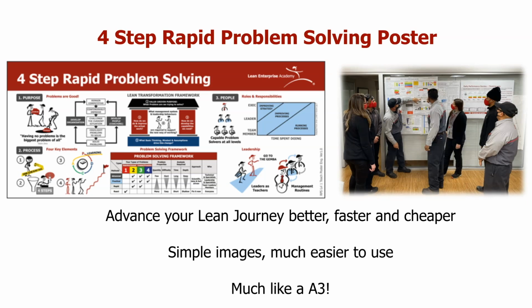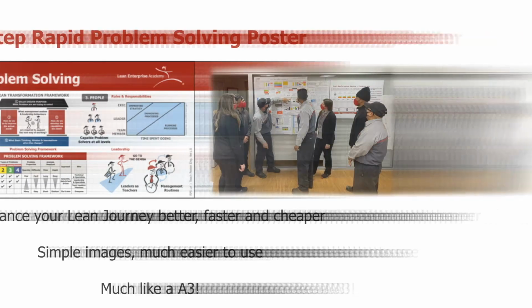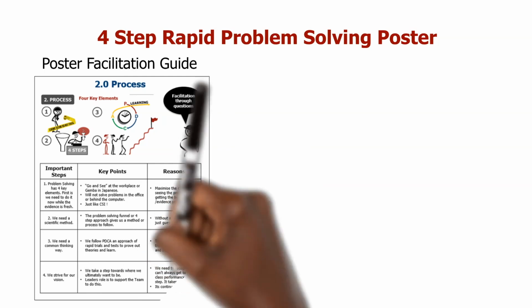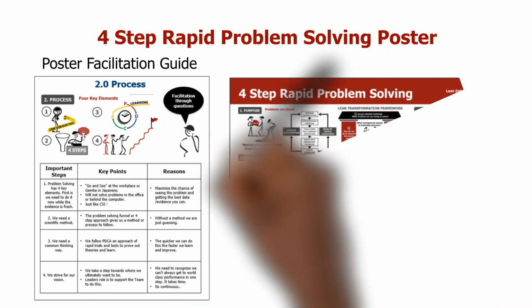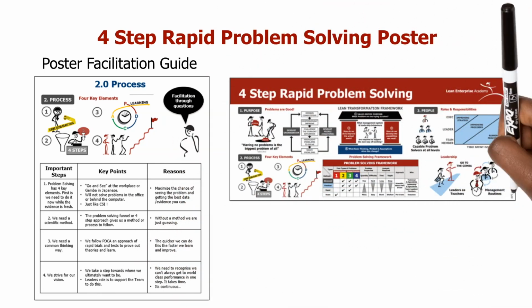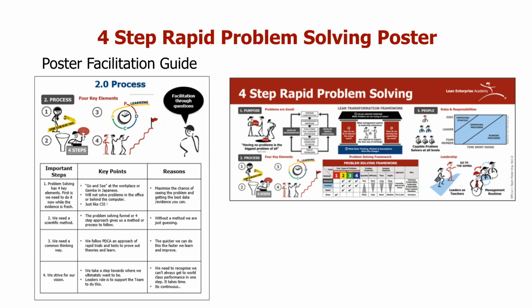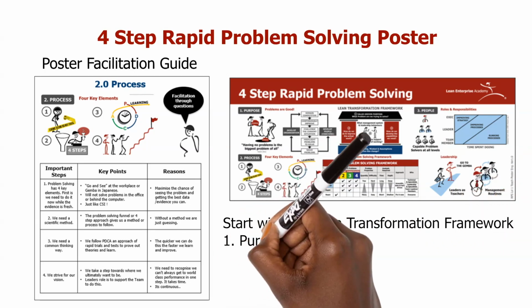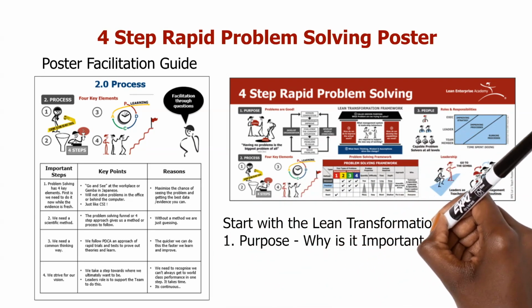All the posters have a similar layout and structure, making them easier to follow and remember. And as you can see, images and pictures are used over words to stimulate interest and discussion. A facilitation guide is written for each poster, covering the important steps, key points and reasons for each of the images to assist the leader when starting out to teach. And finally, the poster can be put up in the workspace for future reference rather than being hidden on a PC.